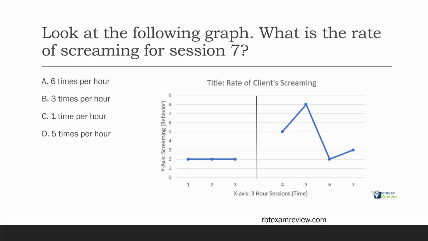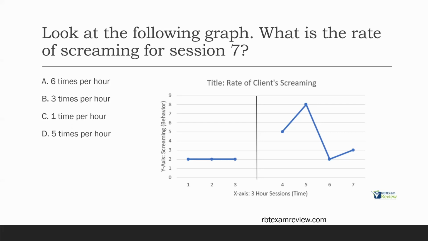Our frequency is the y-axis, which is our behavior. So for example, if we look at data points 1, 2, and 3, sessions 1, 2, and 3, screaming happened 2 times across all 3 of those sessions. We need screaming for session 7. What you need to do is visually analyze the graph, find session 7. How many times did screaming occur? Well, we know the data point is on 3, so the screaming occurred 3 times.